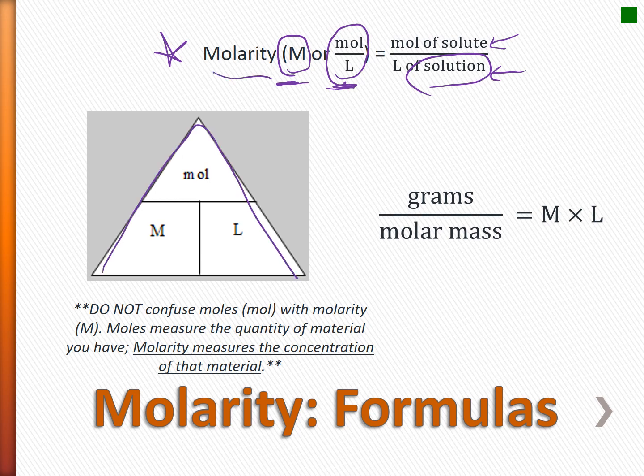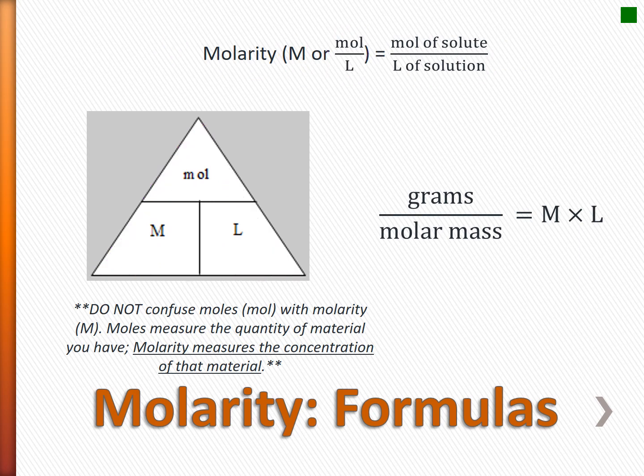Another one is this beautiful triangle. How you use the triangle is, whatever you're trying to solve for, you cover it up. Let's say I'm trying to solve for molarity, so I cover up my M. What am I going to do? It shows me to take my moles and divide by my liters. If I wanted to solve for liters, I'm going to take my moles and divide by my molarity. And let's say I wanted to solve for moles: I'm going to take my molarity and multiply it by my liters. Notice all of these have liters as the main volume. You need to be in liters.